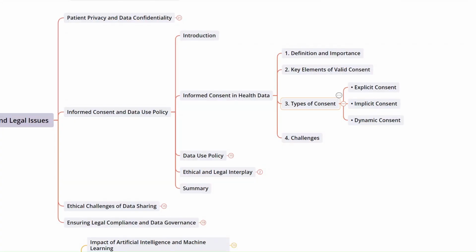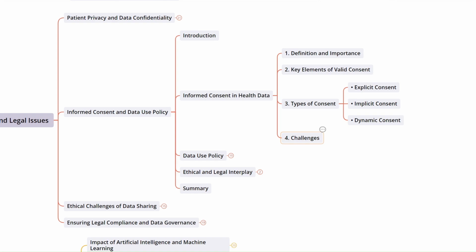Next, types of consent. Explicit consent. It is a direct, explicit agreement for specific data uses, and it's common for research. Next, implicit consent. It's an assumed consent based on patient's actions, such as using a hospital service. Next, dynamic consent. It's an ongoing granular consent management, allowing patients to modify their choices over time.